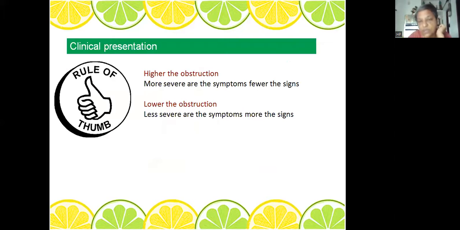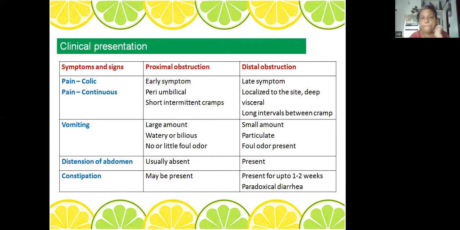intestinal obstruction. The clinical presentation rule of thumb: the higher the obstruction, the more severe the symptoms and the fewer the signs. If the obstruction is on the higher side, there will be severe symptoms but fewer signs. But if the obstruction is in the lower part of the intestine, usually the symptoms are less severe, but more signs will be there. Let us have a look at this.